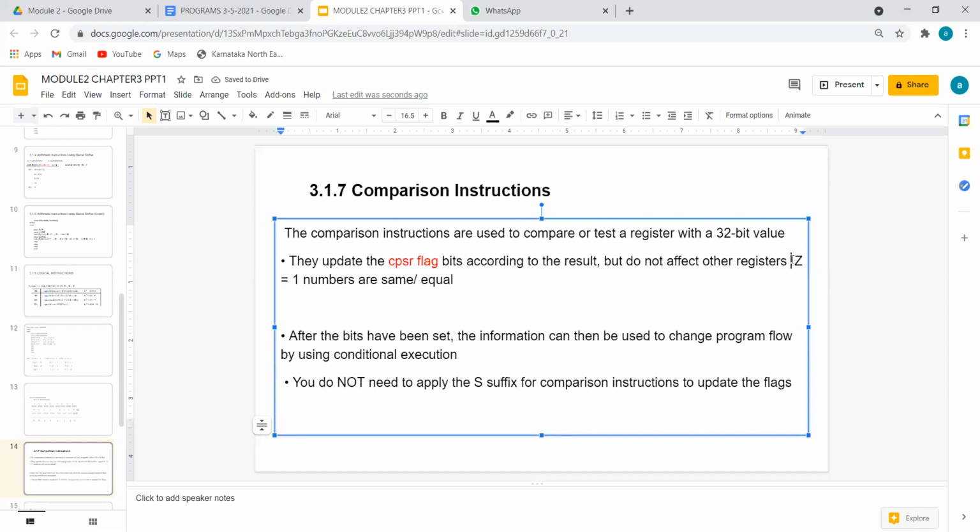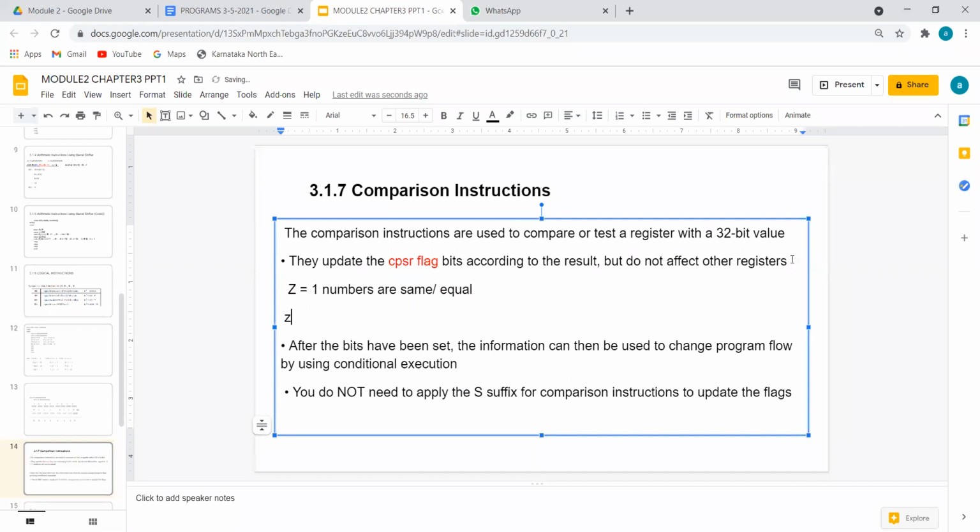Okay. If the Z bit of CPSR is equal to 0, the numbers we have compared are not same, or you can also call it not equal. So let me give one scenario. If you compare 3 and 3, what happens? Do reply in the chat box. 3 and 3 comparison. What is the answer?